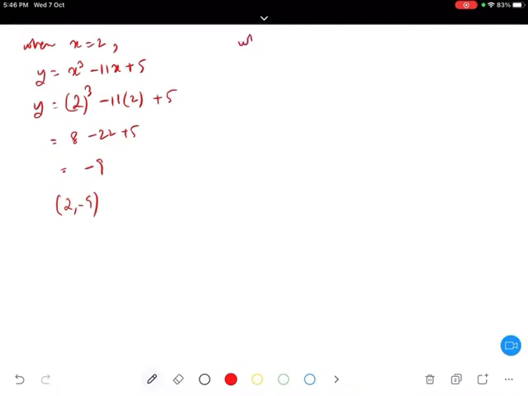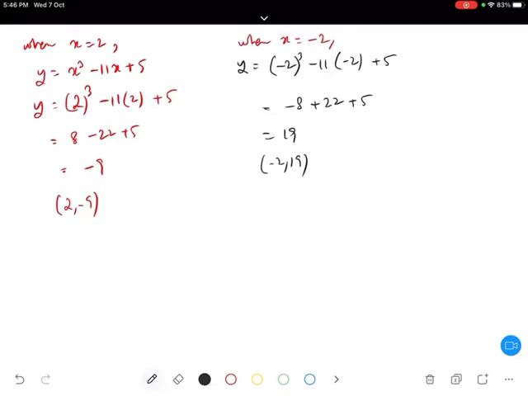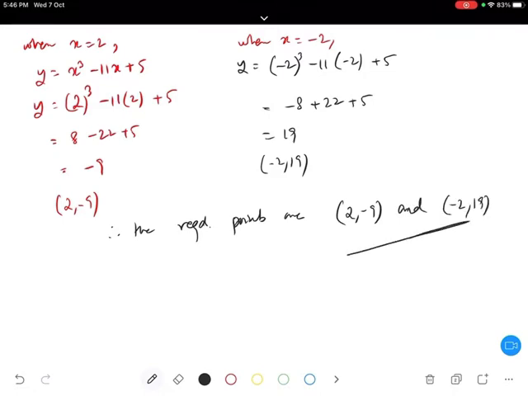Now the other one, when x is equal to minus 2: y is equal to minus 2 whole cubed minus 11 into minus 2 plus 5. That is minus 8 plus 22 plus 5, which is 19. So the other point is minus 2 comma 19. Therefore the required points are 2 comma minus 9 and minus 2 comma 19. That's my answer.